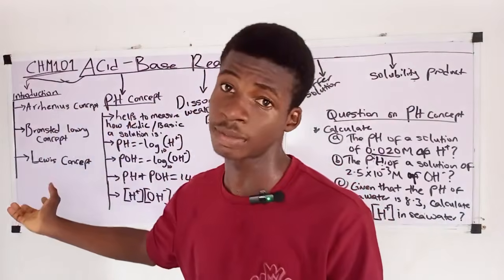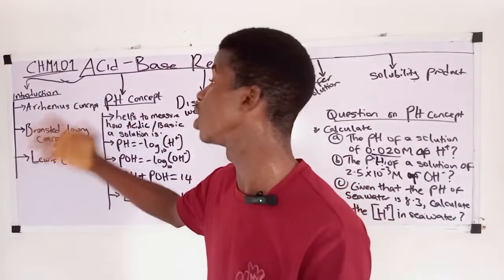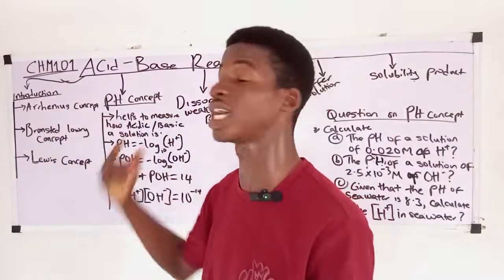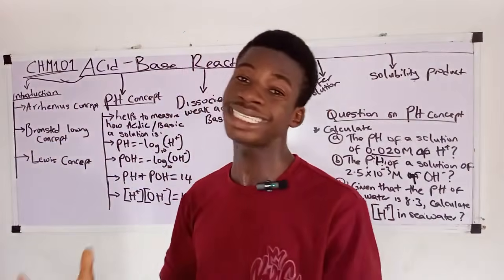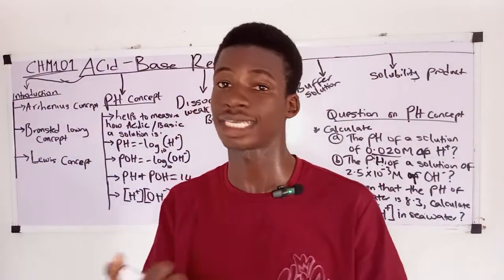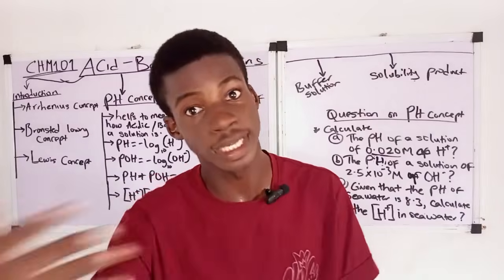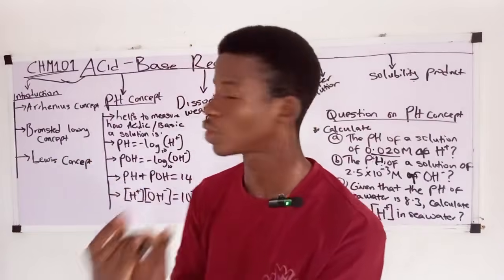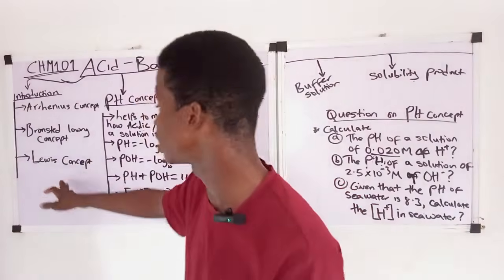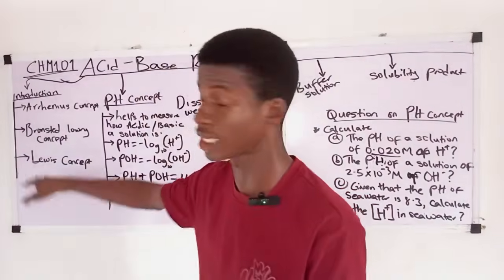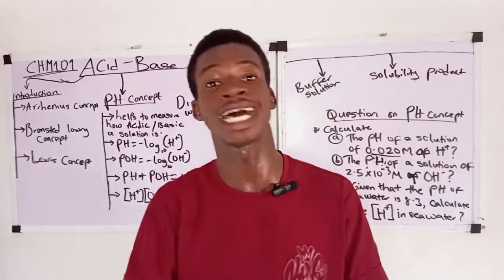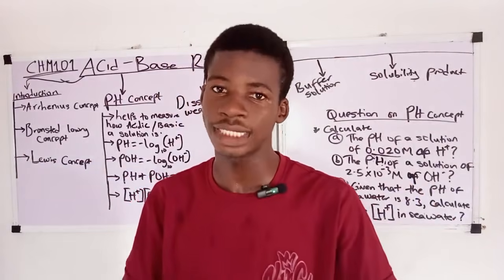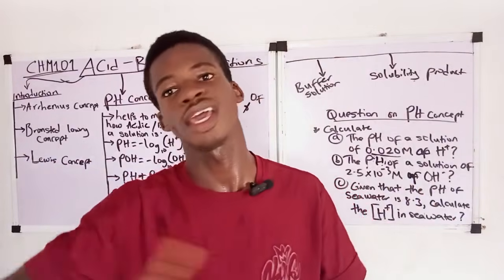Then the next concept about acid and base was given by two scientists known as Bronsted and Lowry. This concept is known as the Bronsted-Lowry concept. These scientists defined an acid as a substance that donates proton, while a base is a substance that accepts proton. Then the last concept, which is the Lewis concept, was given by a scientist known as Lewis. He defined acid as an electron pair acceptor and a base as an electron pair donor.